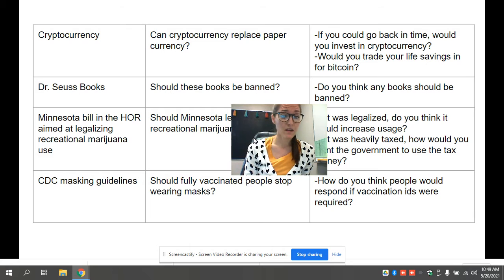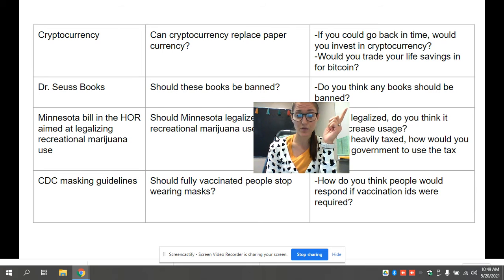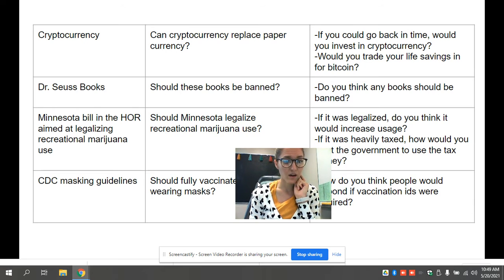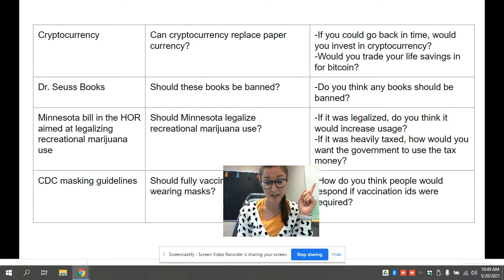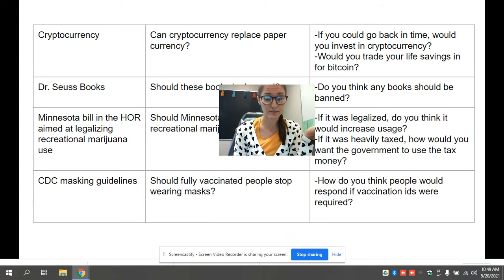Dr. Seuss books. Should these books be banned was the essential question. Remember, don't just use the essential question. Here's an example of what you could use. Do you think any books should be banned? All right, if you were covering the Minnesota bill in the House of Representatives aimed at legalizing recreational marijuana use, and your essential question was, should Minnesota legalize recreational marijuana use? Remember, don't just use the essential question. Here are some ideas of what you could use instead. These would be related to your topic, but not necessarily a copy of your essential question. If it was legalized, do you think it would increase usage? If it was heavily taxed, how would you want the government to use the tax dollars?